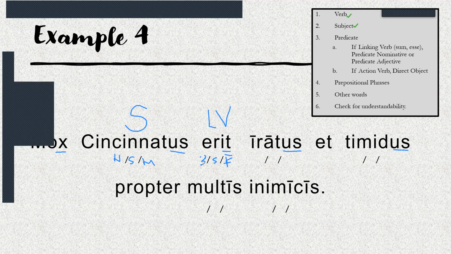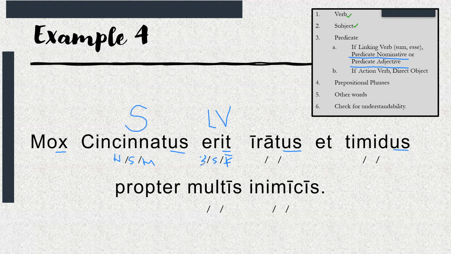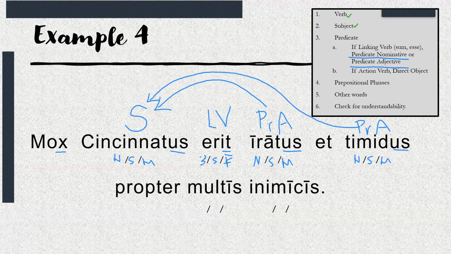If it's a linking verb, and this is, we're going to look for a predicate nominative or a predicate adjective that describes the subject. Do we have a predicate nominative and a predicate adjective? Why, yes, we do. Here they are. Iratus, nominative, singular, masculine. Timidus, there's another one. Nominative, singular, masculine. And these are both predicate adjectives because they are modifying Cincinnatus. They are talking about Cincinnatus. So they're predicate adjectives. So now we go through and translate just this part.